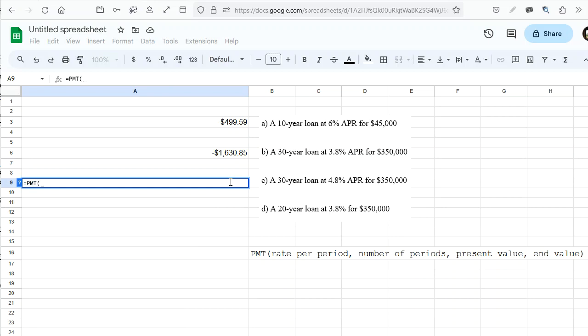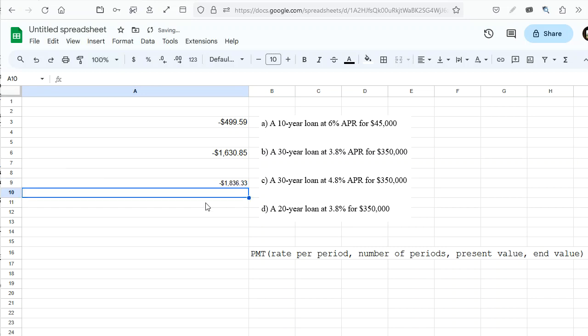So monthly payment, let's see, what was first again? Rate. So 0.048 divided by 12, comma, number of periods. So this is again a 30-year loan times 12 months. I could go figure it out or just let the computer figure it out. 350,000, 0.